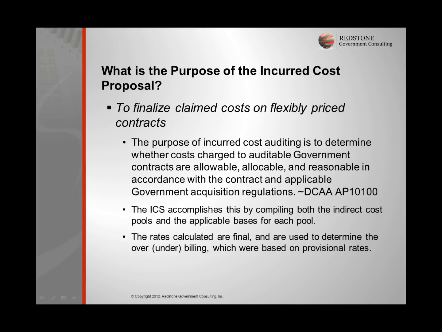So your incurred cost submission accomplishes this objective by compiling the indirect cost pools and bases in Schedules A through E to calculate your final indirect rates, and then applying these rates on Schedule H to arrive at total contract cost. The total contract cost is then compared to what was billed on Schedule I to arrive at your over or under billing for the year.